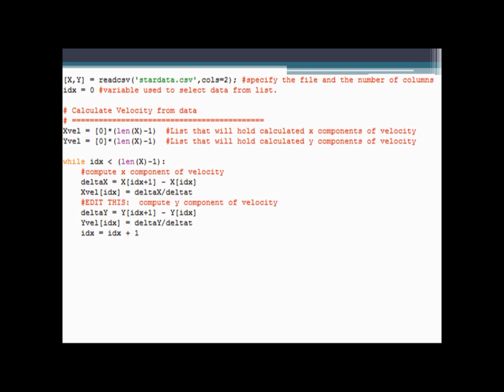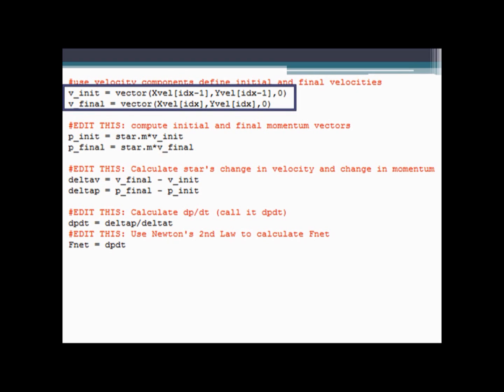To calculate the net force, we first calculate the change in the velocity of the star from the CSV file. These lines of code here are used to find the x and y components of the star's velocity. Then we calculate the initial and final velocity by finding the change in position between two time periods and then dividing that value by the change in time.